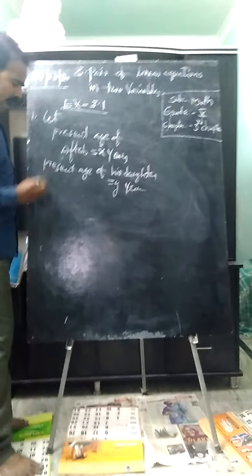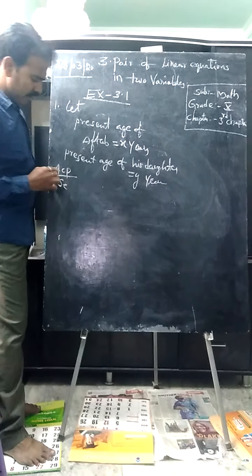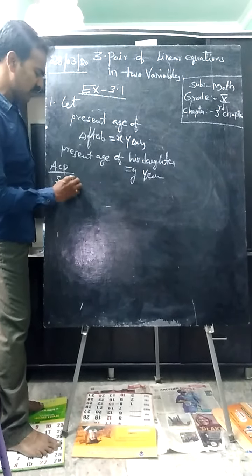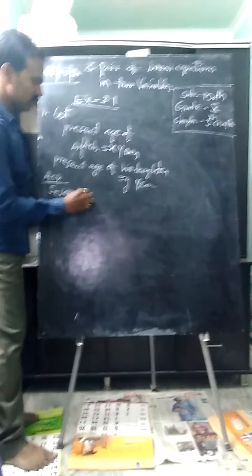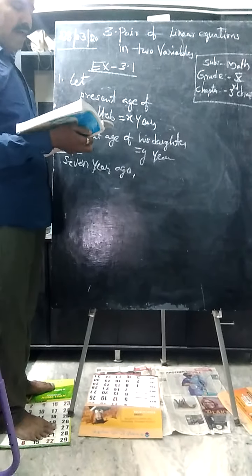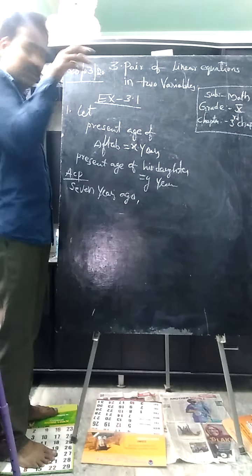So here, according to the problem, 7 years ago. We know the meaning of ago: minus. After is 7 times as old as his daughter's age.